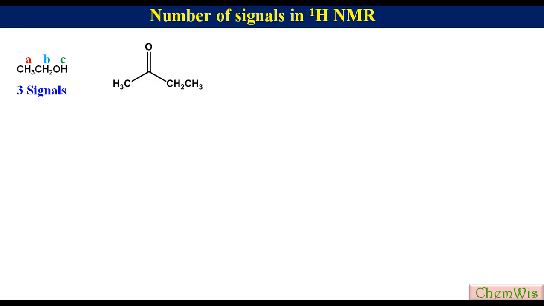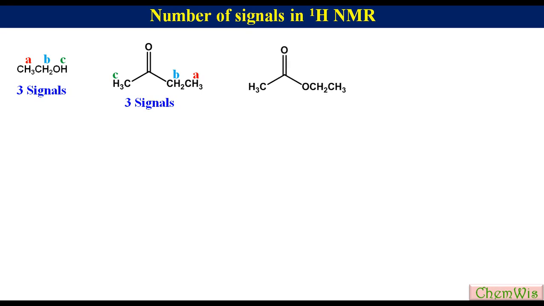Ethyl methyl ketone. CH3 and CH2 groups are clearly different, so label this CH3 as A and CH2 as B. Now let's see if the two CH3 are the same or different. This CH3 is attached to the CH2 while this is attached to the carbonyl. So they are different. So label this CH3 as C. Thus ethyl methyl ketone will show three signals in the proton NMR.